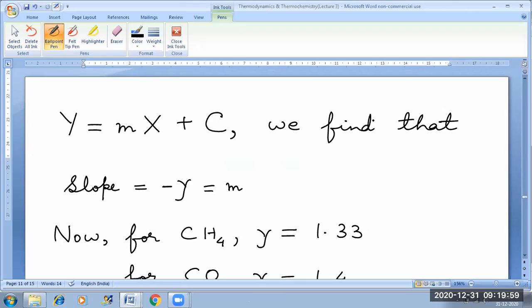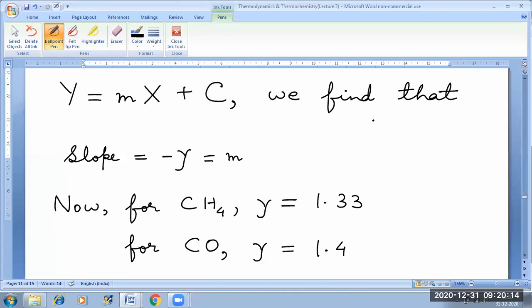Now we know that methane is a polyatomic gas because there are 5 atoms in one molecule of methane. CH4, 1 atom of carbon and 4 atoms of hydrogen. So gamma is 1.33 for a polyatomic gas, and carbon monoxide is a diatomic gas because you have 1 atom of carbon and 1 atom of oxygen. So it's a diatomic gas. For a diatomic gas, gamma is 1.4.